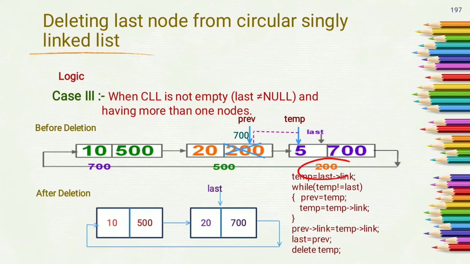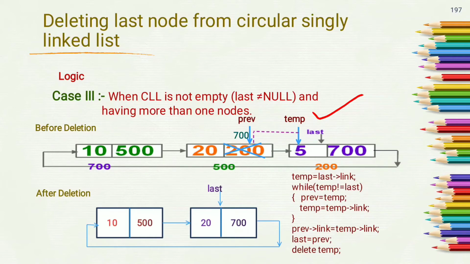In this case temp is also having value 200 and last is also having value 200. Temp is not equals to last, this condition is false. So loop will terminate. Now we have a pointer previous which is pointing to node which is previous to last node, and temp is pointing to last node which we want to delete.